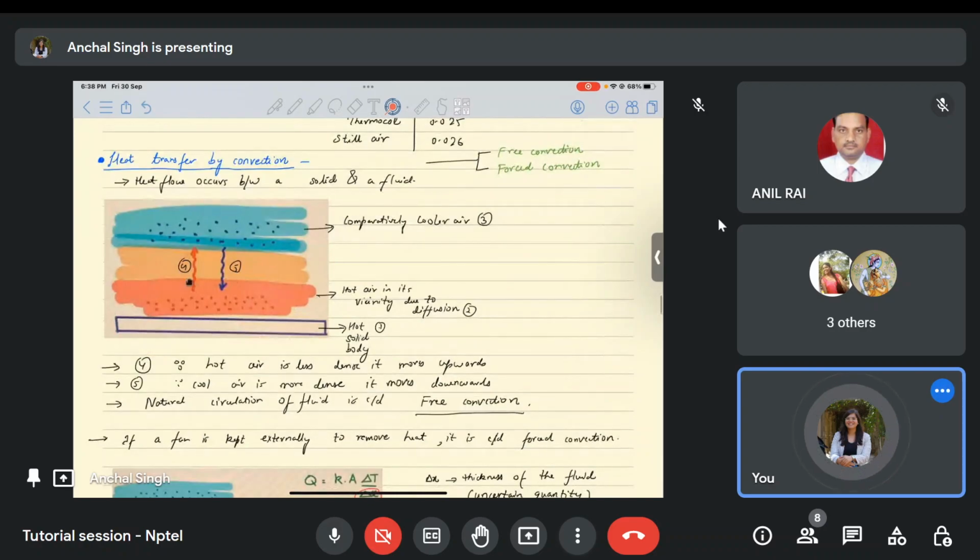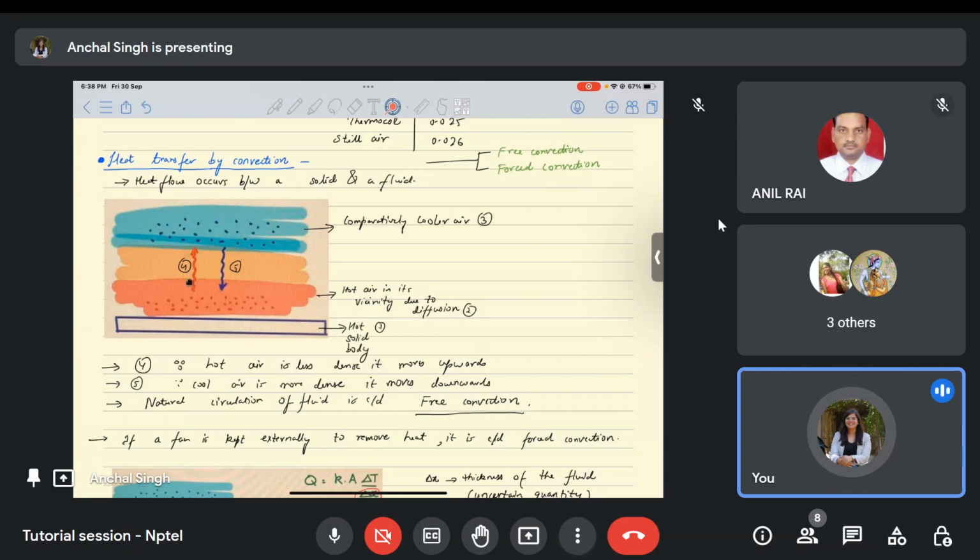Now, we had talked about heat transfer by conduction so far. Now, heat transfer by convection. Convection happens between a solid and a fluid, and there are two types of convection: free convection and forced convection. In order to understand convection, let's consider a hot body, a hot plate lying on the floor.